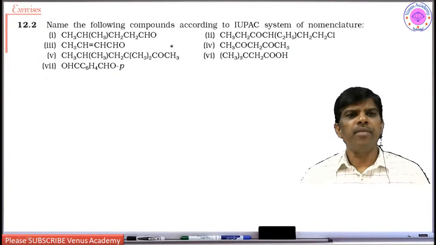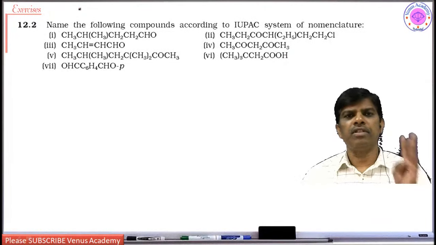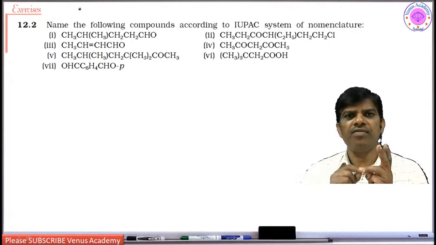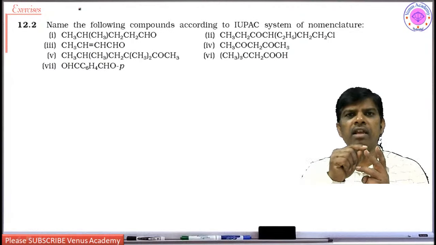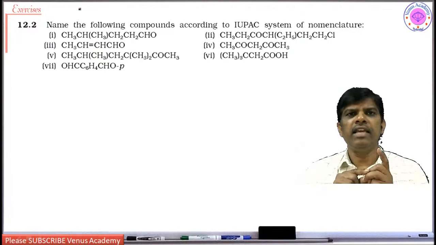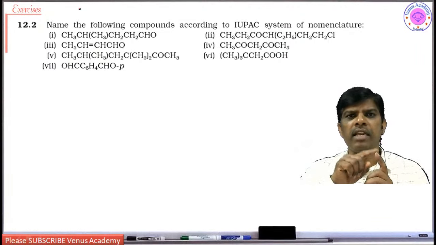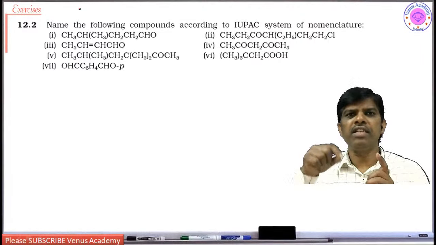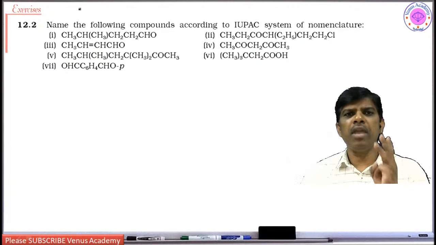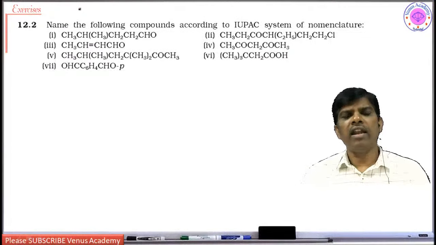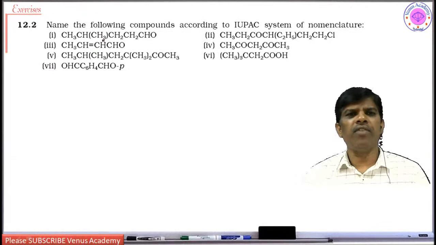Next, name the following compounds according to the IUPAC system of nomenclature. Dear students, you have already learned the IUPAC nomenclature rules that are to be followed during naming any compound, right? So what are the simple principles? Choose the longest chain, first principle. Then give the numbering where functional groups should get the lower number. Then write the names of substituents in alphabetical order. These are three major principles. Then for aldehydes or ketones, whatever the compound may be, it follows the same rules.